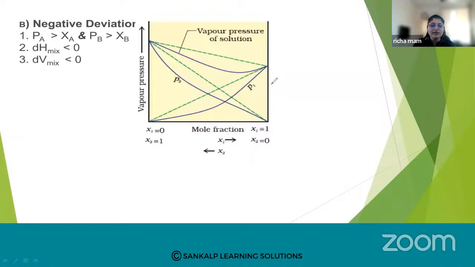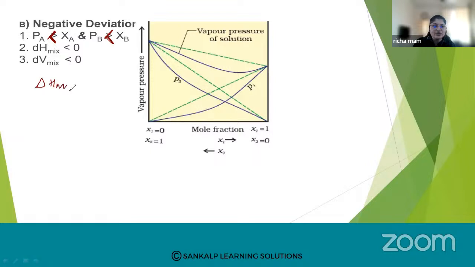So what is happening here? PA is greater than PA°, and PB is greater than... it should be less than. So make this correction: it should be less than. So the partial pressure is less than the PB°. So you can see the vapor pressure has decreased. The blue line shows the deviation, a negative impact; the slope is lower, right? So make this correction.